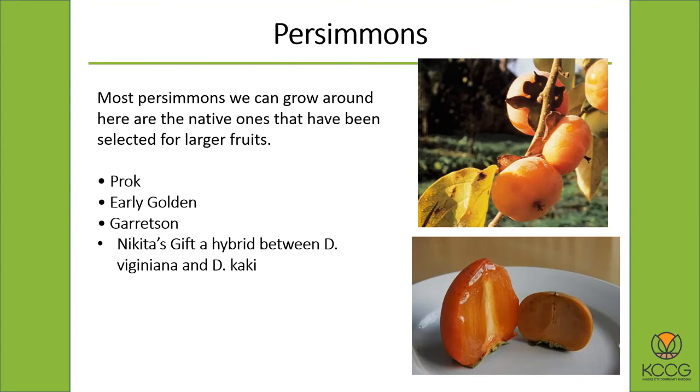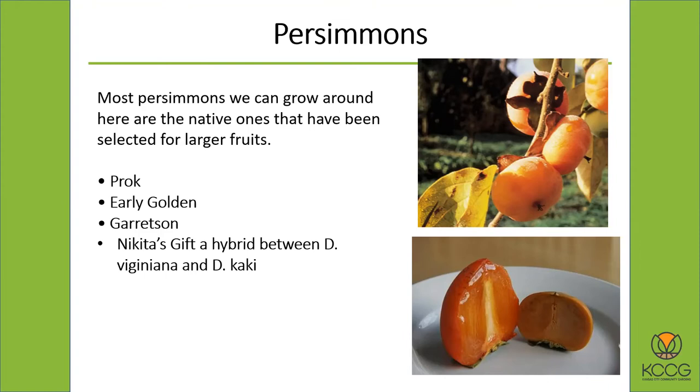The other thing about persimmons I might want to add is a lot of people think that you need to wait for a frost or a hard freeze for the persimmons to ripen. So that's not true with all varieties of persimmons. And some of these varieties, like Early Golden especially, will ripen as early as mid-August. And the thing is, at that point, the persimmon is soft.